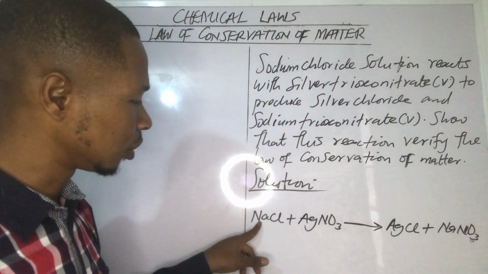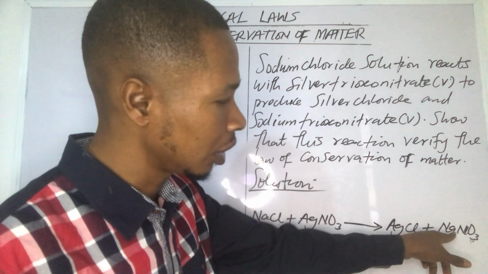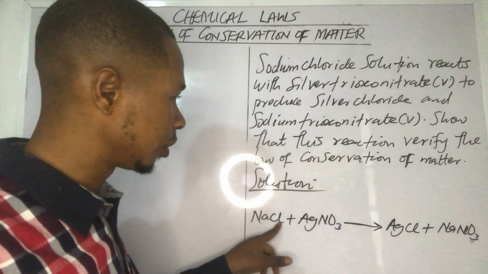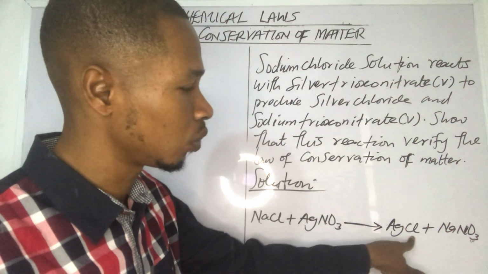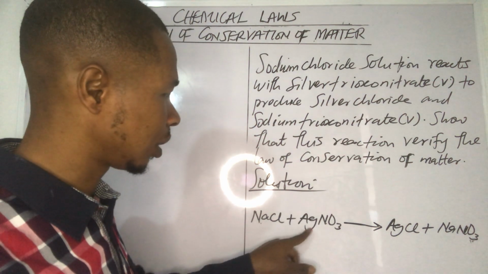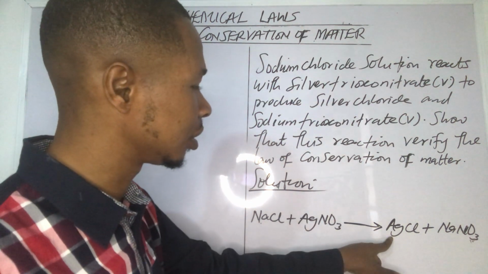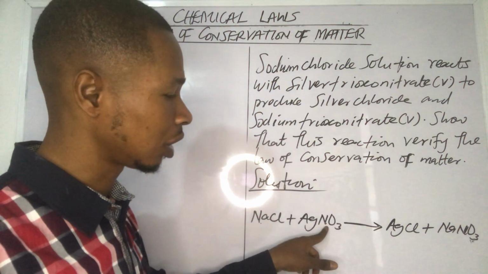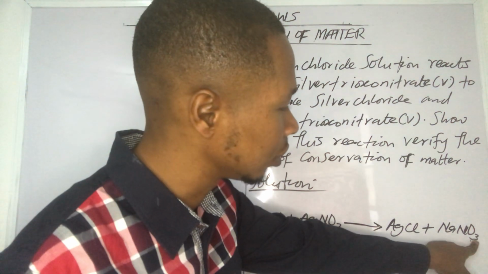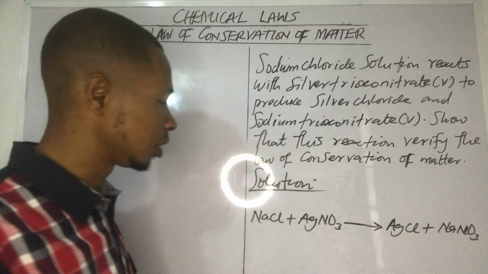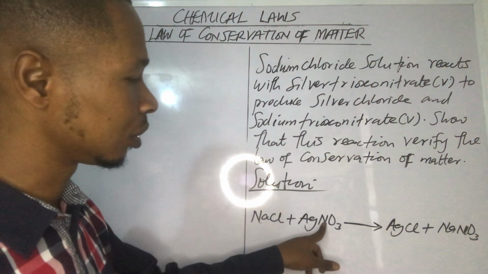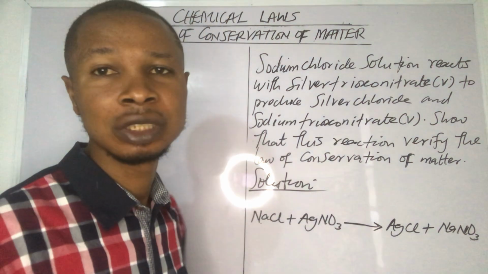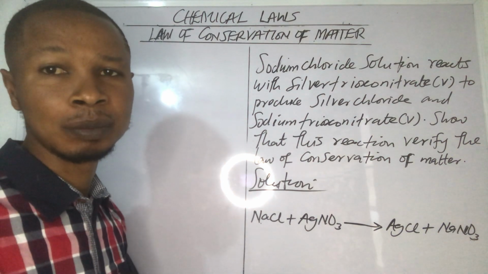You have one sodium here, Na 1. Chlorine is 1 here, chlorine is 1 here. Silver is 1 in this place, silver is 1 in this place. Then NO3, trioxonitrate is 1, trioxonitrate is 1. Nitrogen is 1, oxygen is 3, nitrogen is 1, oxygen is 3. So the equation is balanced.